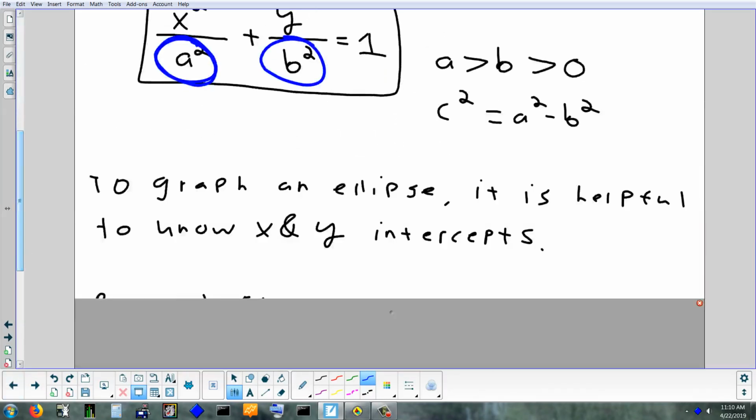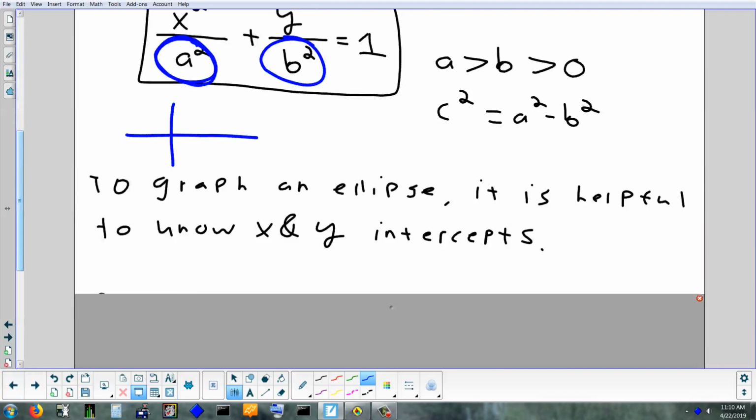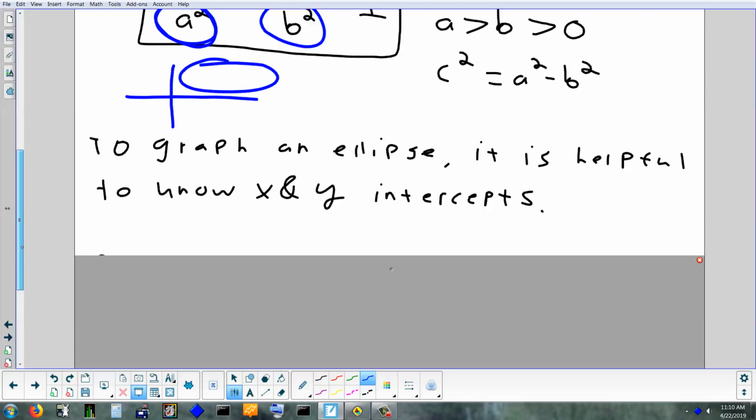All right, so we get that. To graph an ellipse, sometimes that's helpful, not always, because you could have an ellipse like this. Now it has no intercepts. So it's not always possible to find intercepts. But if you can, it is something that would be helpful when you're making a graph.